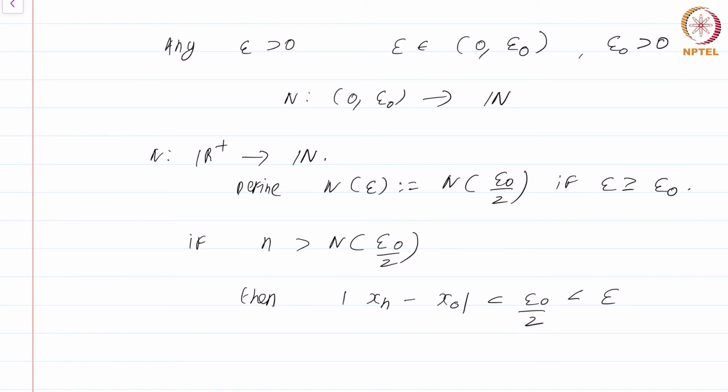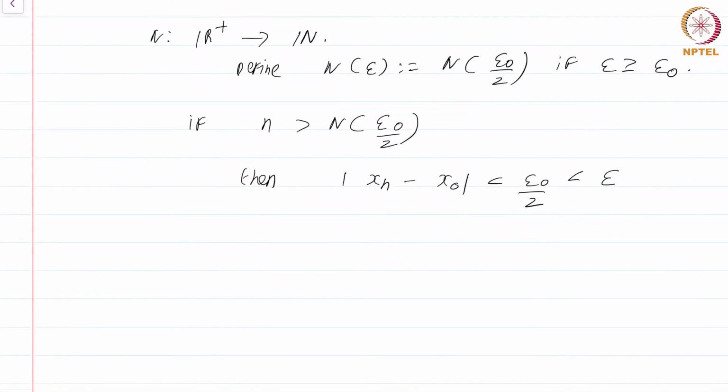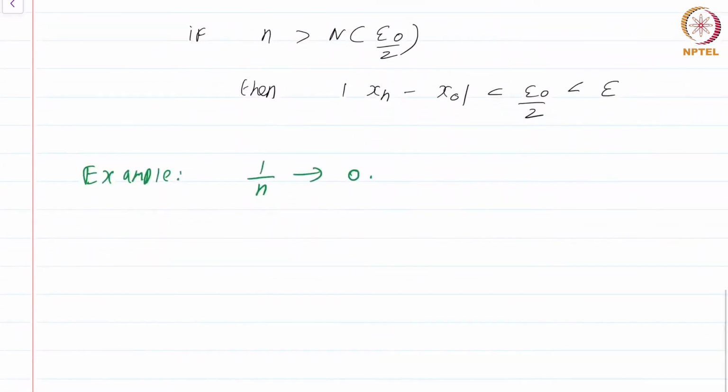So we will do a deep dive soon. I just want to give one example in this particular lecture. We will study this example in some great detail in the next module. Let me state it as an example: 1 by n converges to 0. Now this might seem obvious to you, but we have a formal definition and we want to satisfy that.